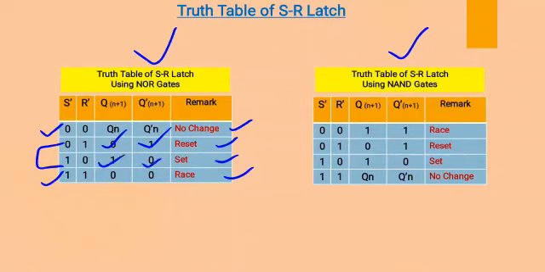Similarly, using NAND gate, when S and R are 0 0, then the output will go into rest condition or invalid state. When S and R both are 1 1, then the output will not change. When S and R are 0 1, then the output will reset, that is Q 0 and Q complement 1. When S and R are 1 0, then the output will be set, means Q is 1 and Q complement is 0.